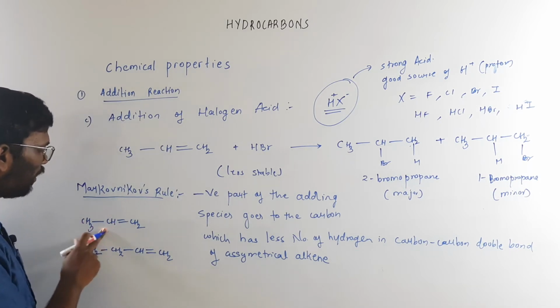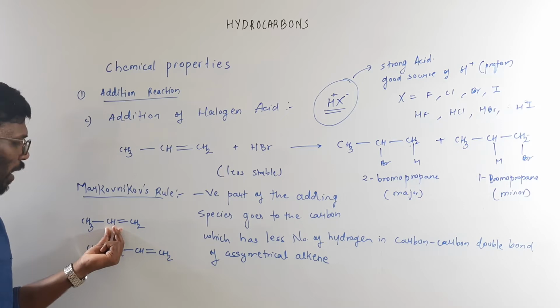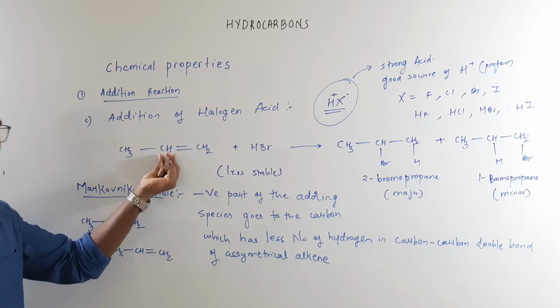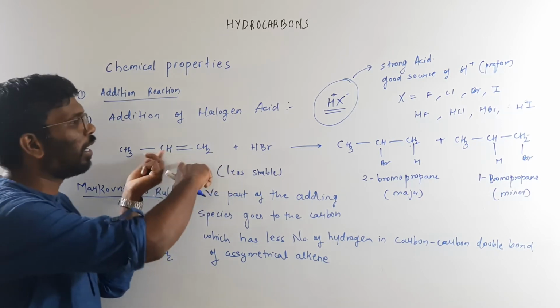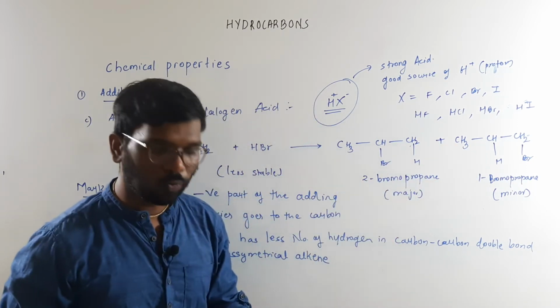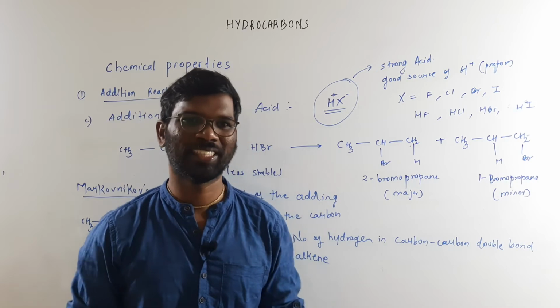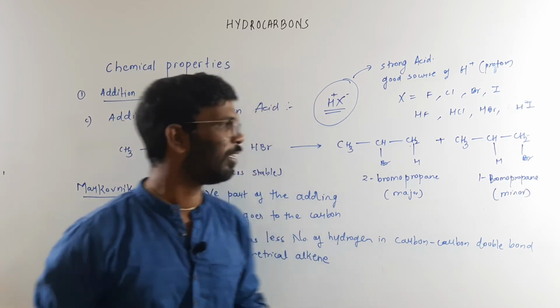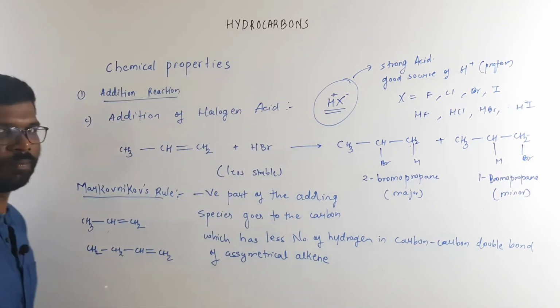Now if you see the alkene, this is the carbon which has less number of hydrogen, and here Br is being added in the final product. That is what the major product is, and we have to always focus on the major product. This is the addition reaction, a very important addition reaction of the alkene.